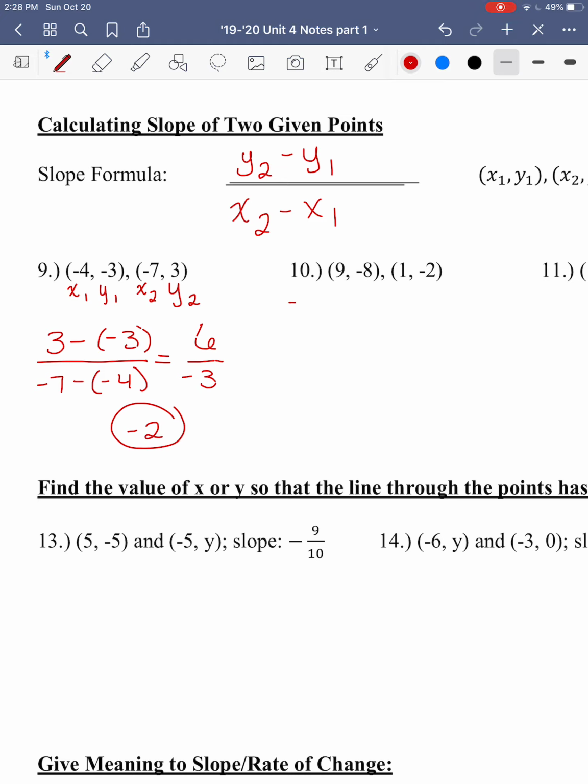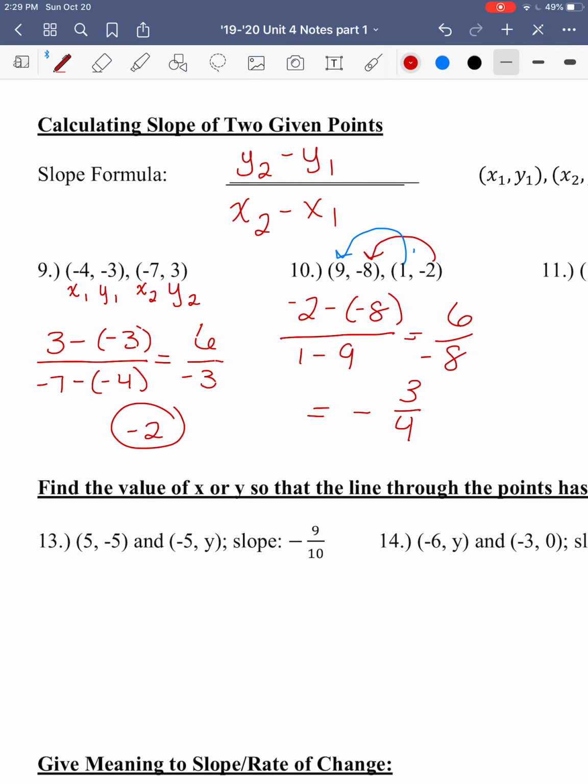In number 10, I would do -2 minus -8 all over 1 minus 9. So it's -2 minus 8, okay? And then 1 minus 9. Sometimes that's a nice visual. And so that minus negative again turns to a plus. So -2 really plus 8 is 6, and then 1 minus 9 is -8. I always reduce. That reduces to -3/4.